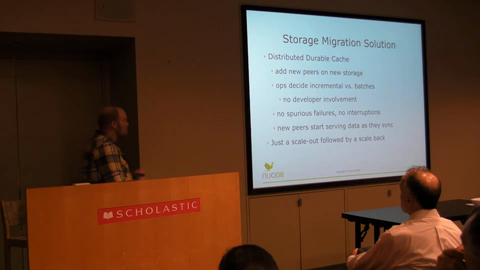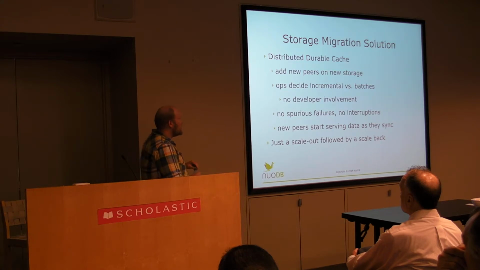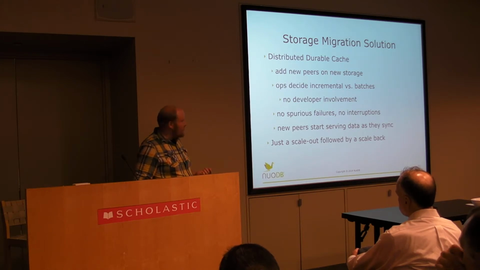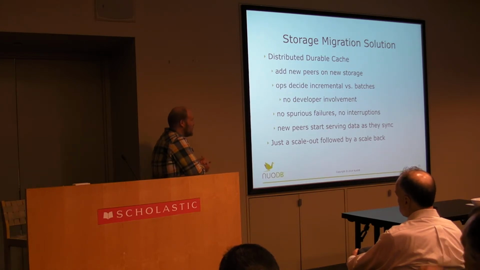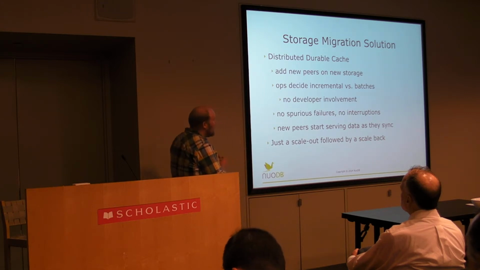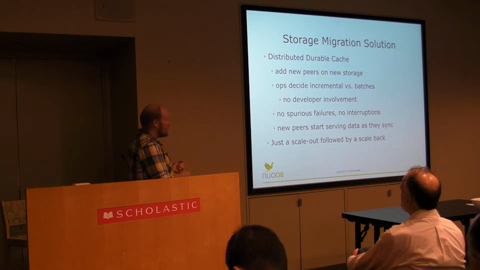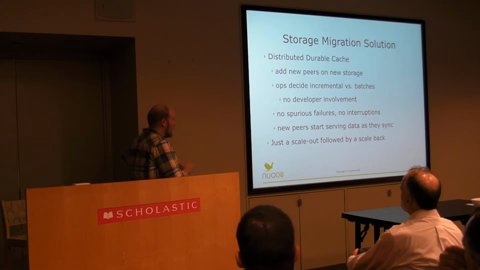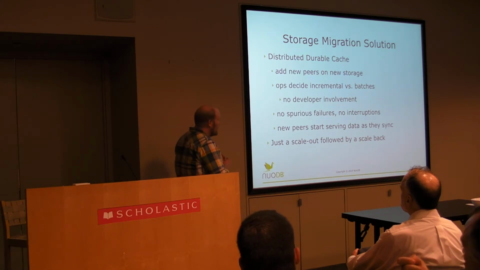With a distributed durable cache, you can add new peers on the new storage, and they just start up like normal storage. It doesn't impact the way the application is working, and so the ops people are free to decide how they want to do it: all at once, or in a much more incremental fashion, where they spin up a new guy and shut down an old guy. Developers don't have to get involved at all.